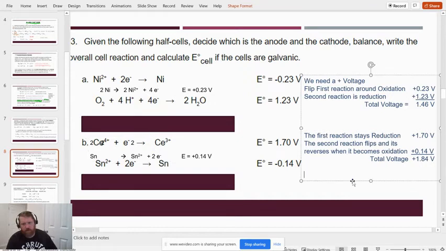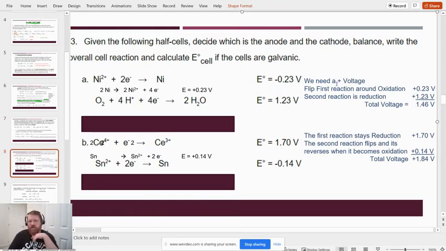Okay. And then over here on the right, I kind of wrote some of that stuff out. We need a positive voltage. We flip the first reaction around. Now it's oxidation because it's losing electrons. And the second one is gaining electrons. It's reduction. Here's the total voltage for these two cells combined together. I keep saying cells. We refer to each beaker as a cell. All right. We'll be back to this slide in just a second.